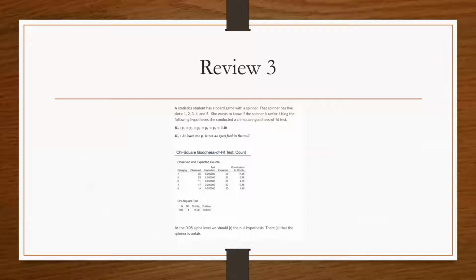All right, so just going to go over it. It's on the next slide, so I'm just going to go over it here. It says at the alpha level of 0.05, it's asking what we should do with the null, and it's also asking, is there evidence that the spinner is unfair? So you can see here that the p-value given to us is less than 0.05, it is actually 0.0012. So we can reject the null, and there is sufficient evidence to say that the spinner is unfair.